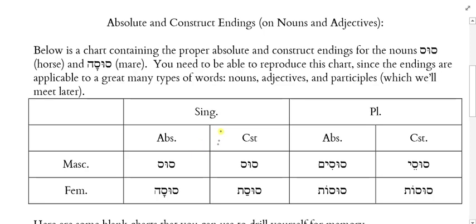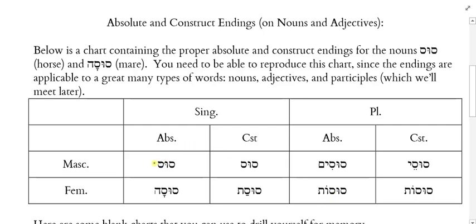And what I want you to see is what happens to the forms when we put the noun in the construct state. So the absolute form of sus is sus. The absolute form of the plural for sus is susim. Okay, you already know that. The absolute feminine singular form of a female horse, a mare, is susa with a qamets he, and the plural absolute of susa is susot with the holem vav tav.